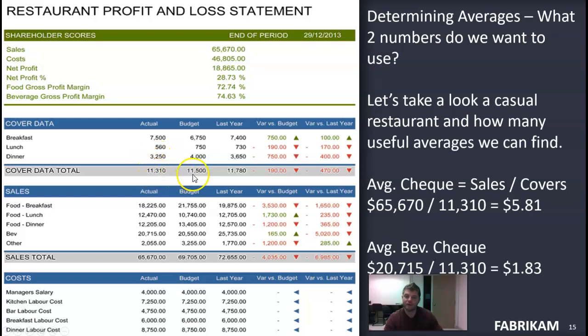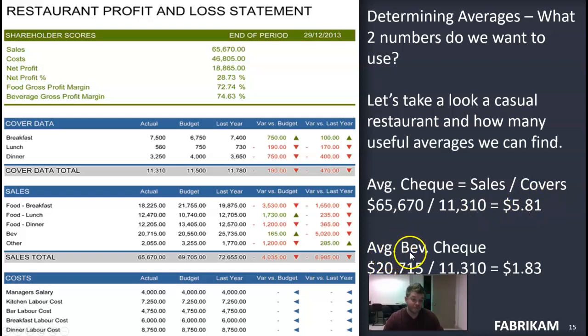We wanted 11,500. We got 11,310. Based on last year, we had 11,780. So we've actually gone down 190 based on our budget, and 470 customers did not come in compared to last year. So we're going down a little bit. The average check is sales divided by covers, which is $5.81, which obviously is not a realistic style restaurant. Average cover would be $20, $30, I'm sure.